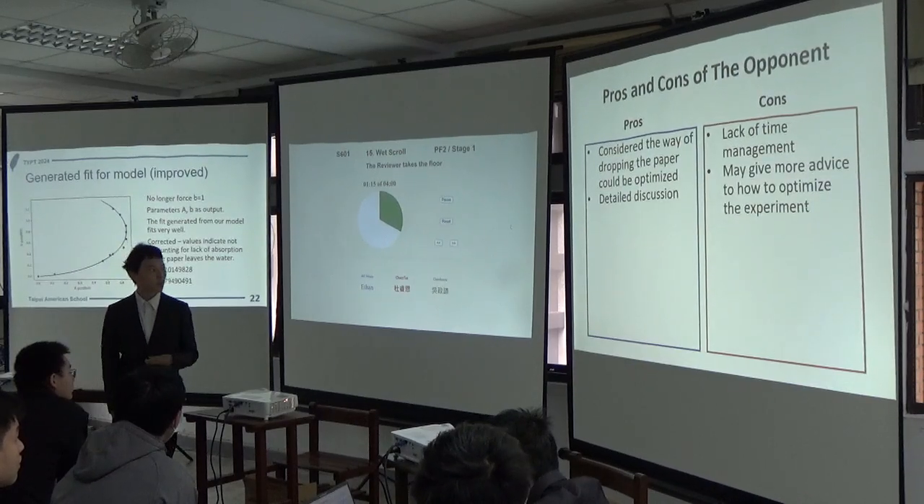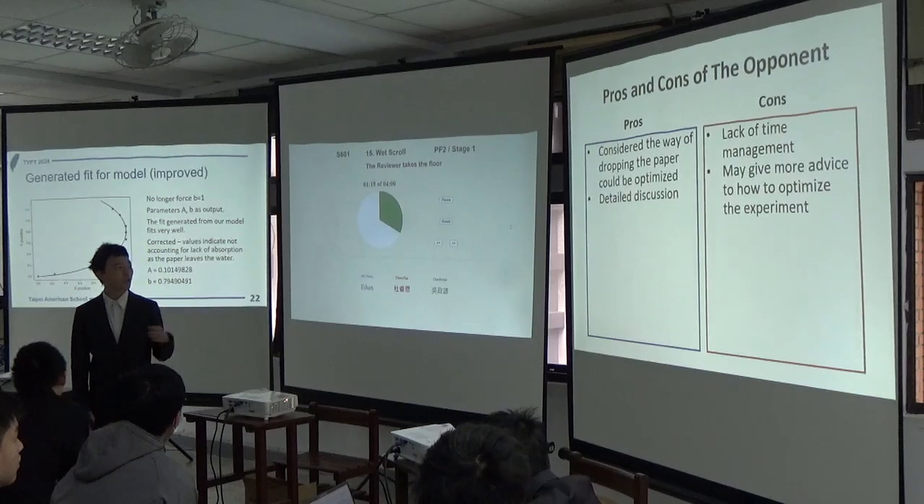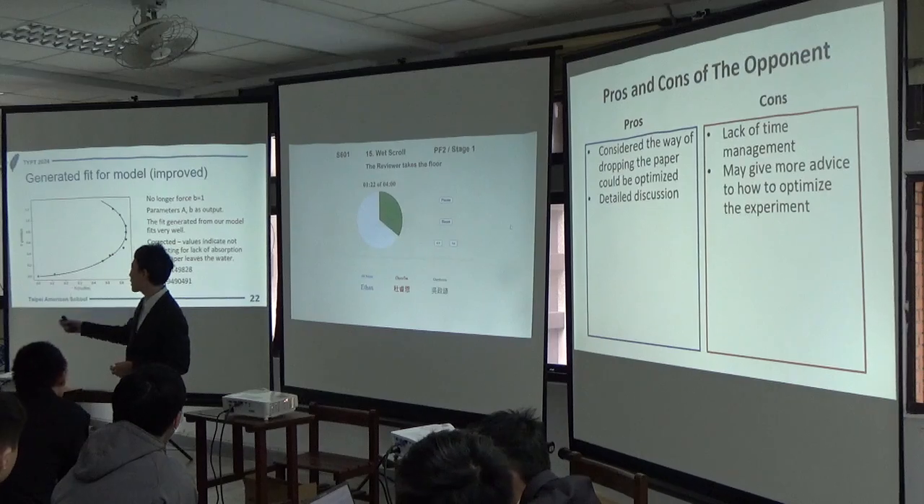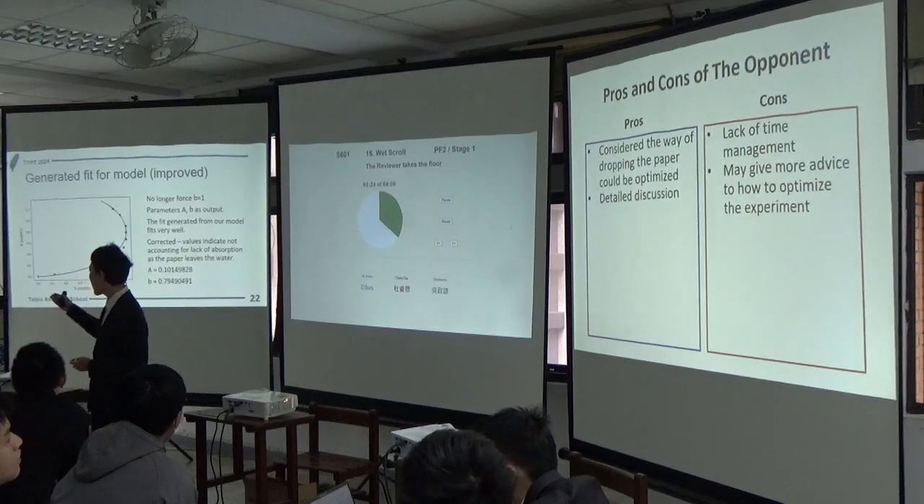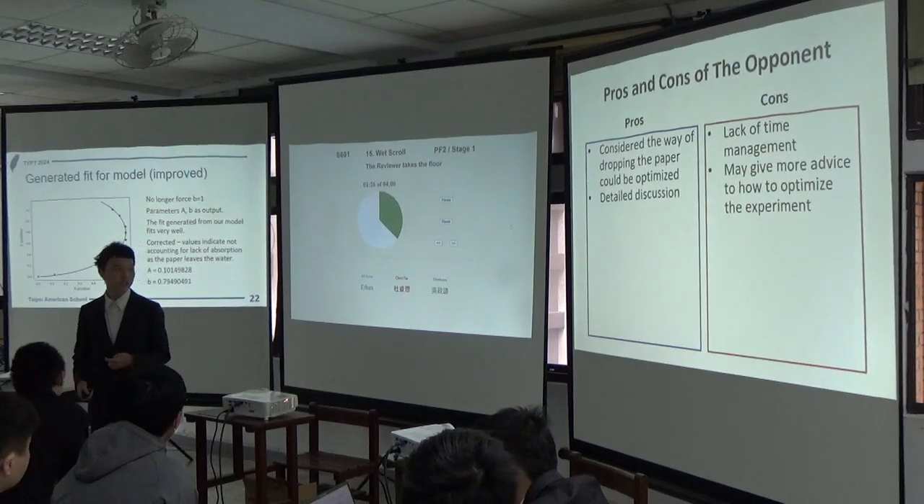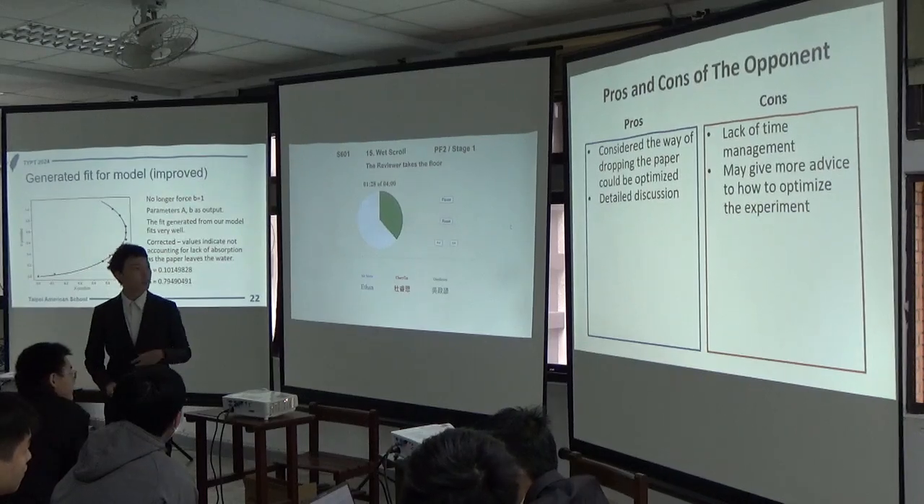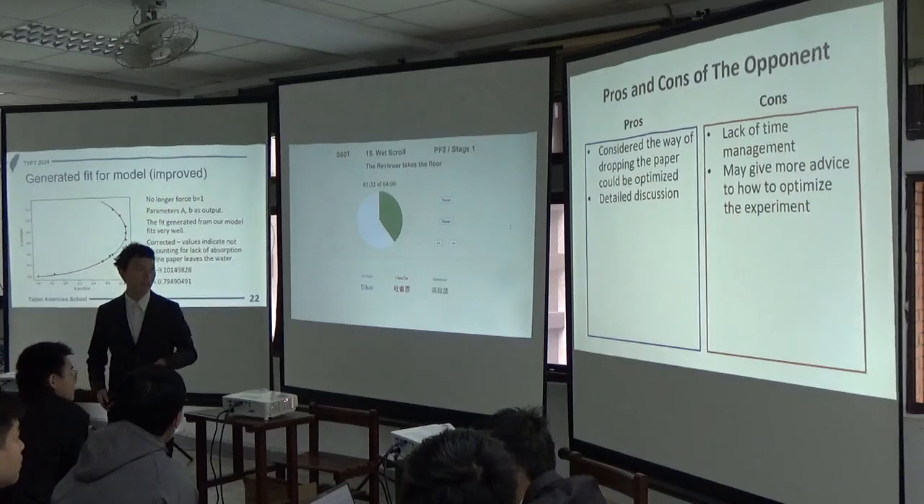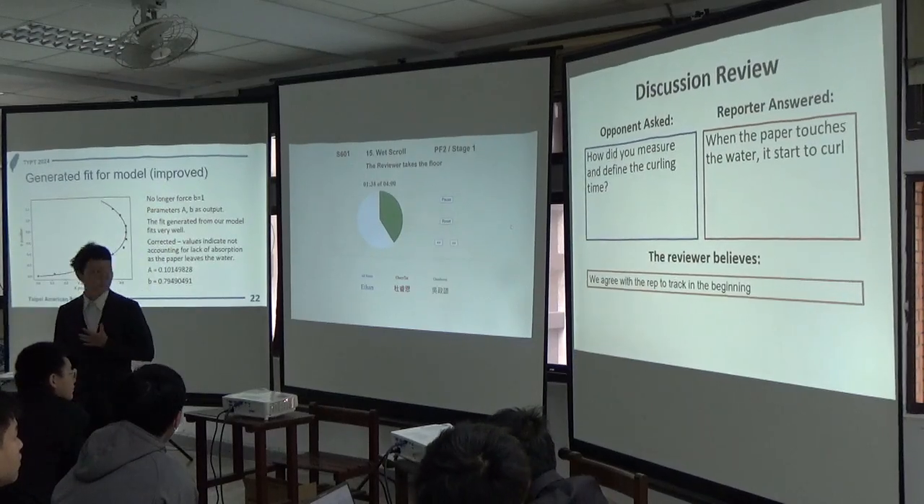And for the pros and cons of the opponent, we think the pros are that they consider the weight of the dropping paper will be optimized, and they have detailed discussion on how the velocity of the curling paper would be affected with different types of surface tension and thickness. But the cons are they lack time management and may give more advice on how to optimize the experiment for less error. So now I'm talking about the discussion review.